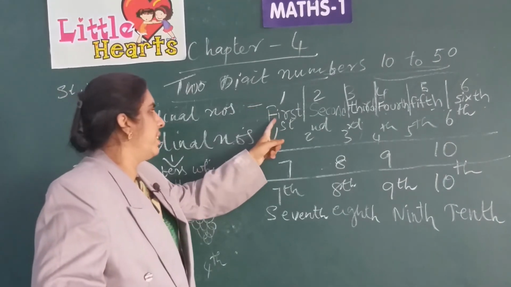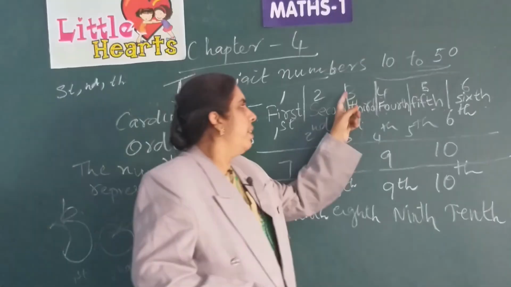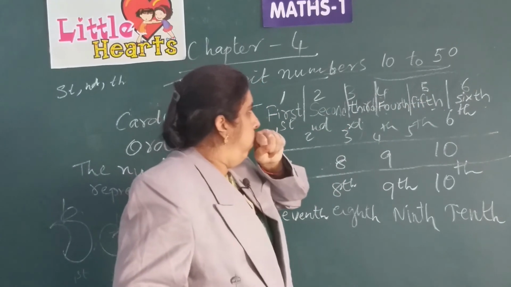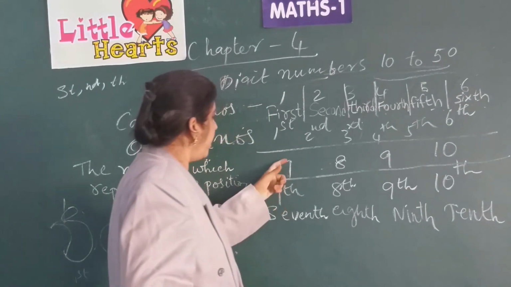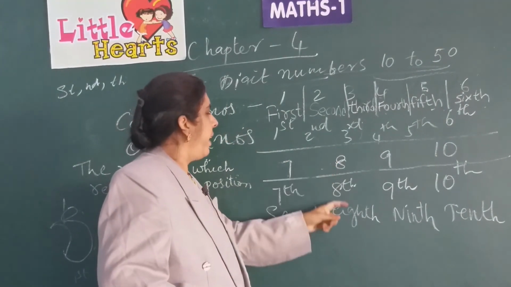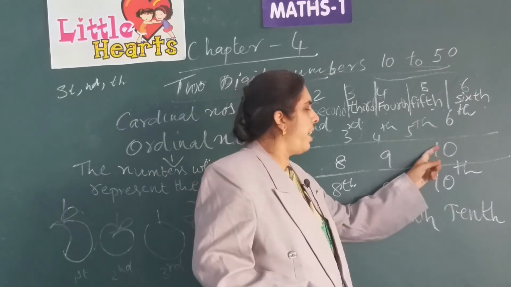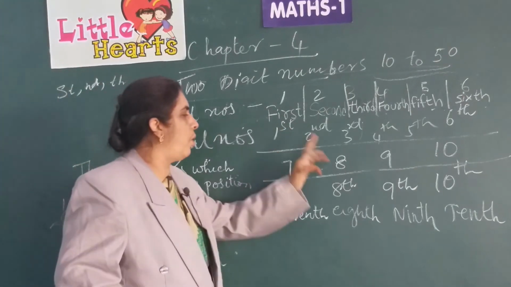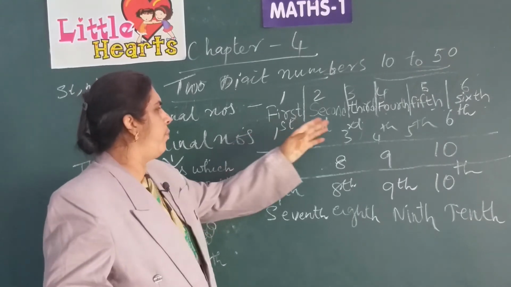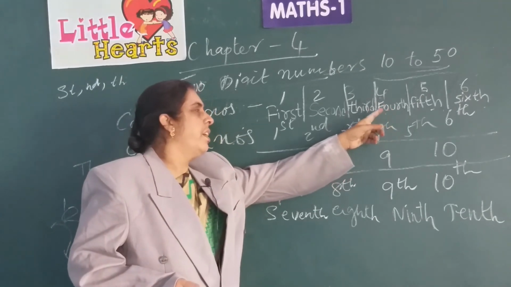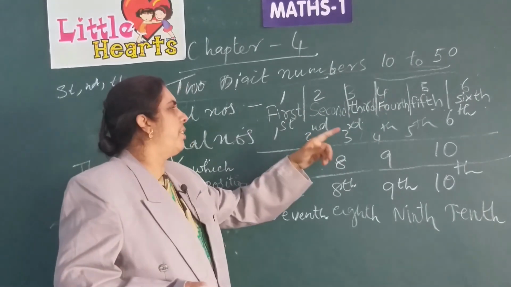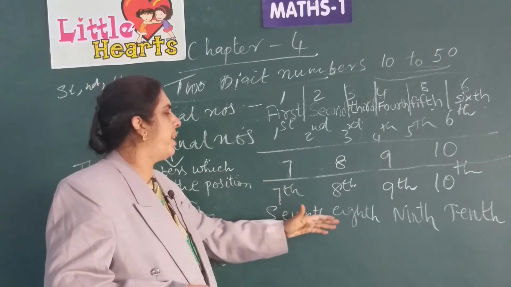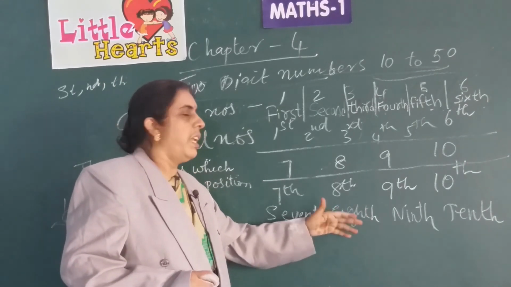So 1 first, 2 second, 3 third, 4 fourth, 5 fifth, 6 sixth, 7 seventh, 8 eighth, 9 ninth, 10 tenth. In this way we represent positions by using these ordinal numbers, and from fourth it is very easy, just add th to the number. First, second, third you need to learn the spellings thoroughly, and for the remaining, according to the number you can add th as suffix.